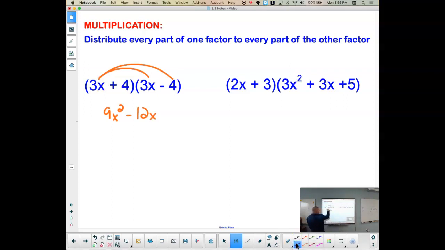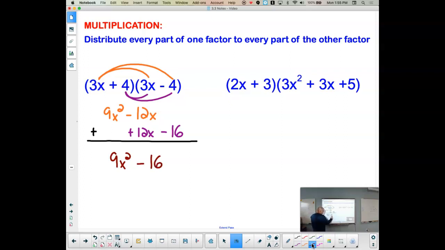Then I would distribute the 4 into both of those parts. That would give me positive 12x and negative 16. Then I combine those two, I add them together, and that gives me my final answer of 9x squared. Negative 12x plus positive 12x is 0, minus 16 here.